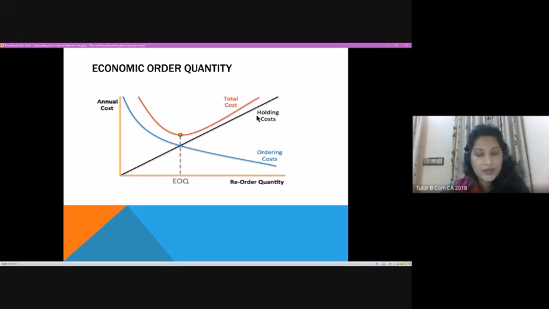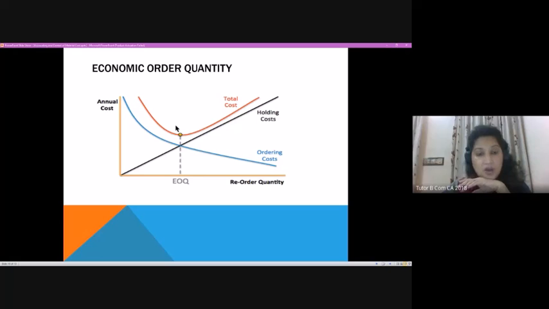So I will have to identify a point where the ordering cost and holding cost meet at their minimum. You can see the dotted line, right? That is the point we call the economic order quantity. This is where both these lines meet. As any of these components increases, the total cost also increases. So we have to identify a point where the holding cost and ordering cost meet. That is the point we call economic order quantity. I hope it is clear.